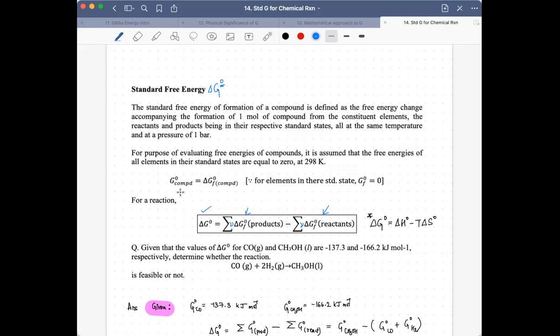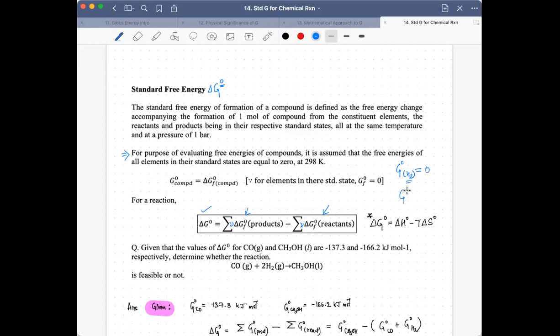Okay, and one approximation you should keep in mind is this statement here: for the purpose of evaluating the free energies, it is assumed that the free energy of all elements in their standard state is equal to 0. That means if you talk about, suppose, the standard Gibbs energy of formation for hydrogen gas, that is H2, H2 in the reaction exists in its standard state, that is gas, and it is elemental hydrogen. Therefore, this is assumed to be 0.